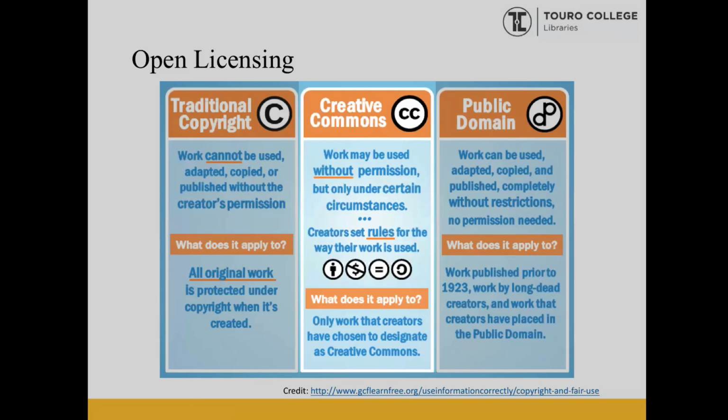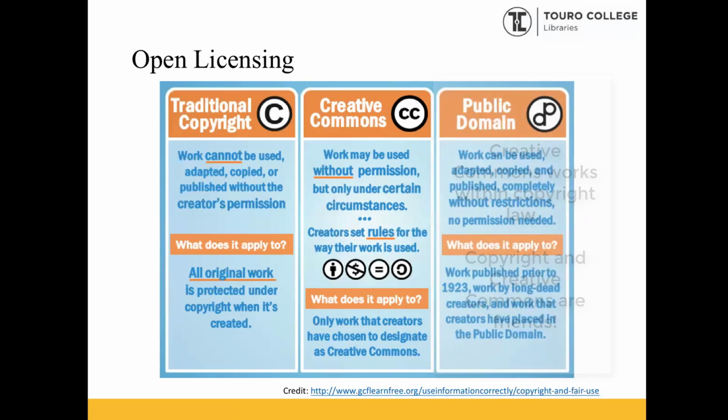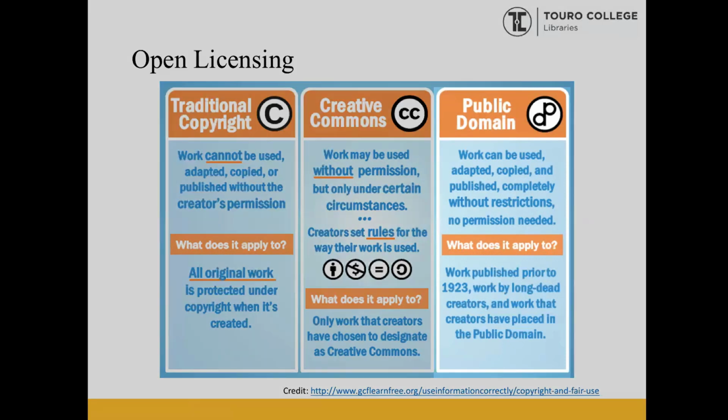Creative Commons applies only to works that creators have chosen to designate as Creative Commons. It's important to note that when a creator chooses to release a work under a Creative Commons license, they are not waiving their copyrights. They maintain their copyright, but they give more freedoms for people to use that work. Works in the public domain can be used, adapted, copied, and published completely without restrictions. Under U.S. copyright law, this applies to works that were published prior to 1923, works by long-dead creators, and works that creators have placed in the public domain.